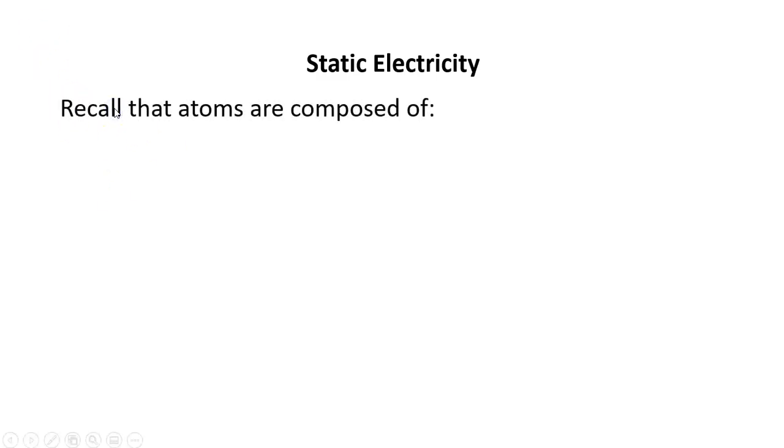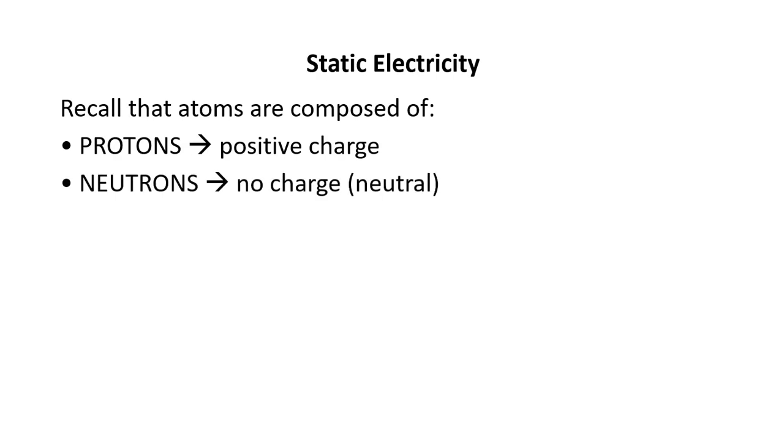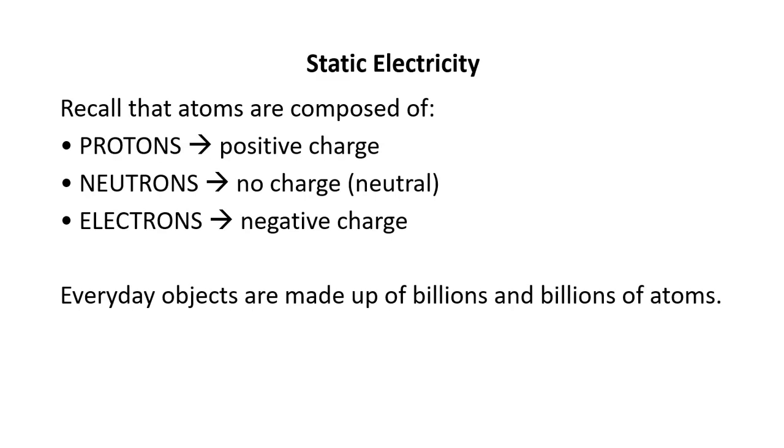So remember or recall that atoms are composed of protons. They have a positive charge. Remember, they're in the nucleus, the center of the atom. Atoms have neutrons, which are neutral or have no charge. They are also in the nucleus. And then they've got little tiny electrons that are negatively charged that are found outside the nucleus in shells. Okay, so that's important to remember.